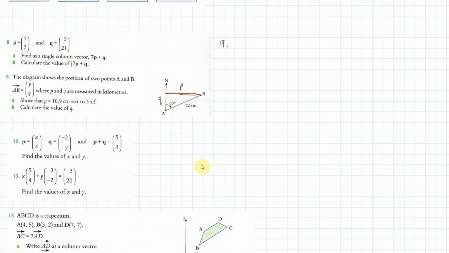And we've got to show that P is equal to 10.9, sorry, to 3 significant figures. So you can see that this is a right angle here because north and east are 90 degrees. So we're just going to go P over 12 equals sine 65. And therefore P is equal to 12 times sine 65. Now what does that equal? Make sure your calculator is set to degrees. 12 times sine 65, what do you know? 10.9 to 3 SF.